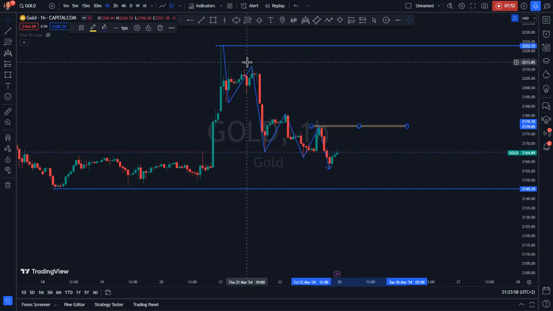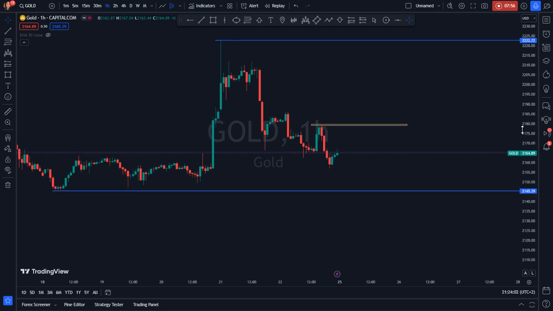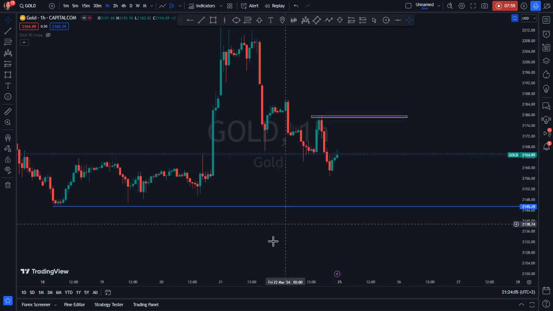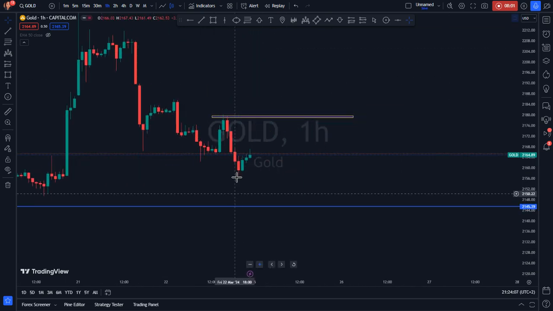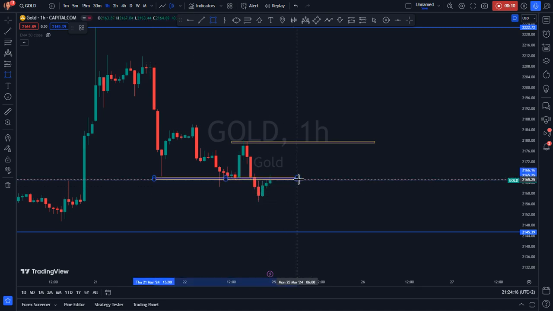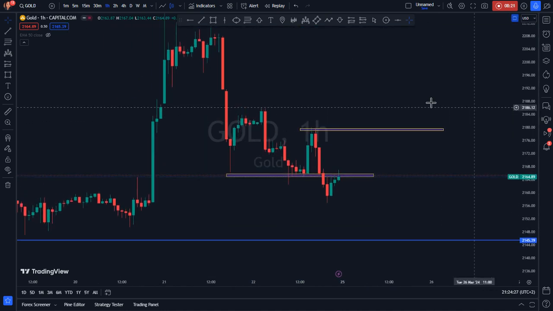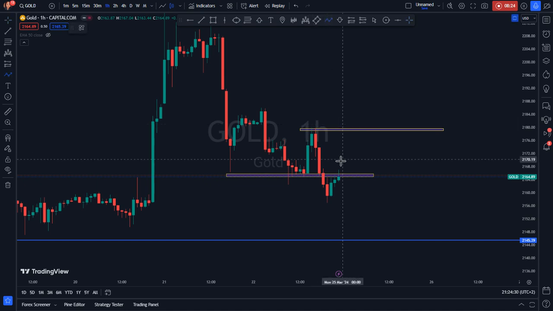But how it looks right now, there's a possibility that the market retested the previous high, the previous low, which is this. The market can actually respect this previous low right here and continue to go to the downside.